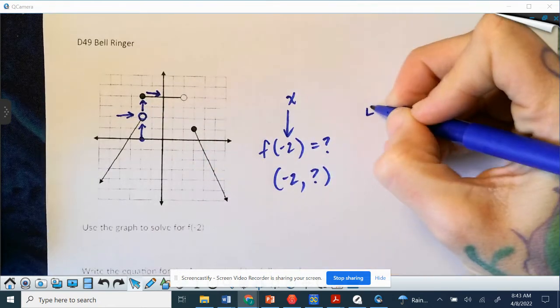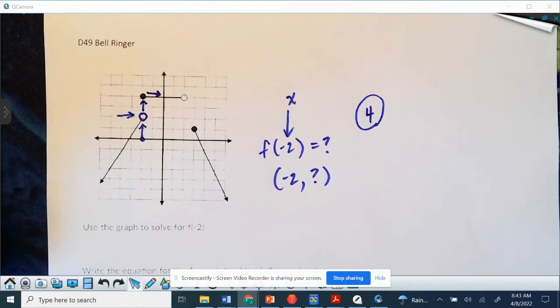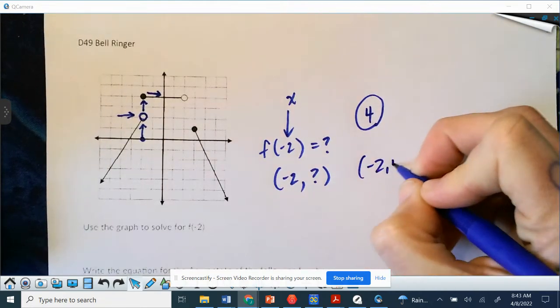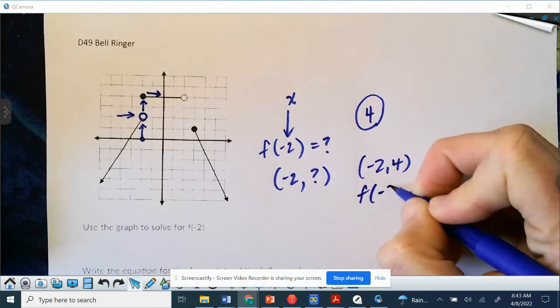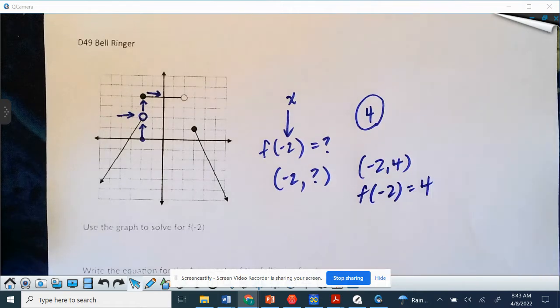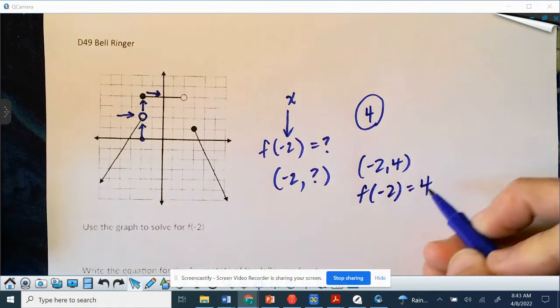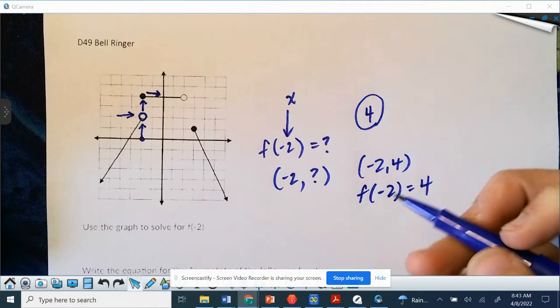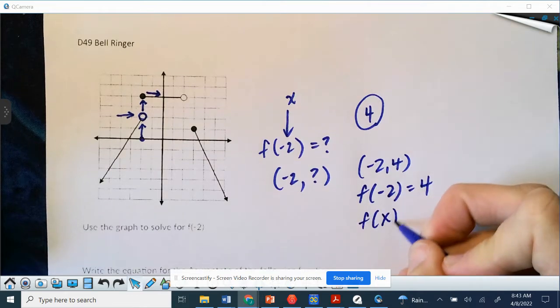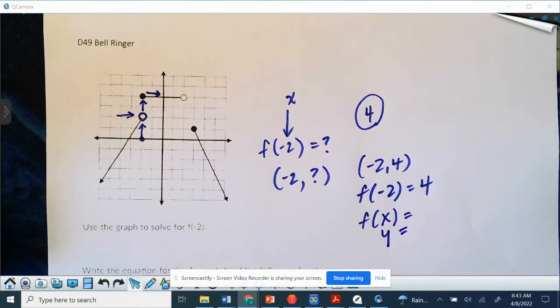So the answer is 4. Or again, as a coordinate, it'd be -2, 4. f of -2 equals 4, because if it's on the other side of the equal sign from your f of x, then it means y, because f of x is the same thing as y equals.